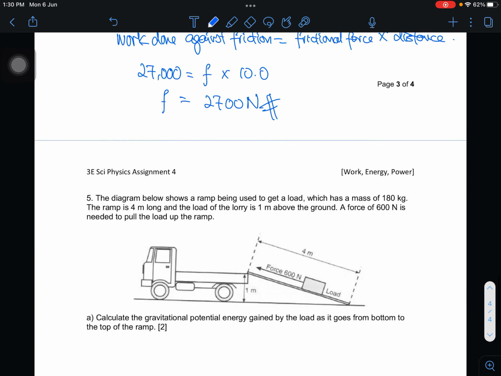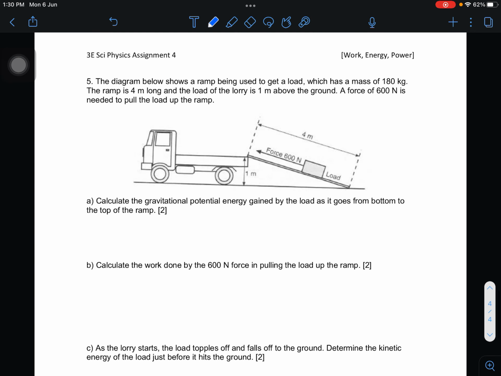Is this the last question? Yes. Question 5. The diagram below shows a ramp being used to get a load which has a mass of 180 kg. So the load has a mass of 180, so we're talking about this 1,800 Newton, right? Don't get confused with the force that is 600 over here. The ramp is 4 meters and the load of the lorry is 1 meter above the ground.